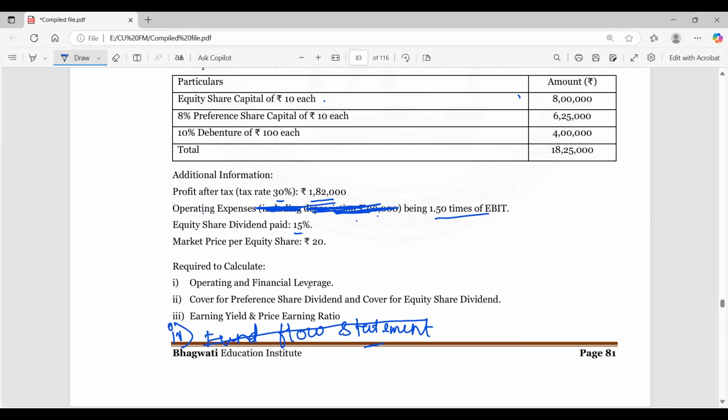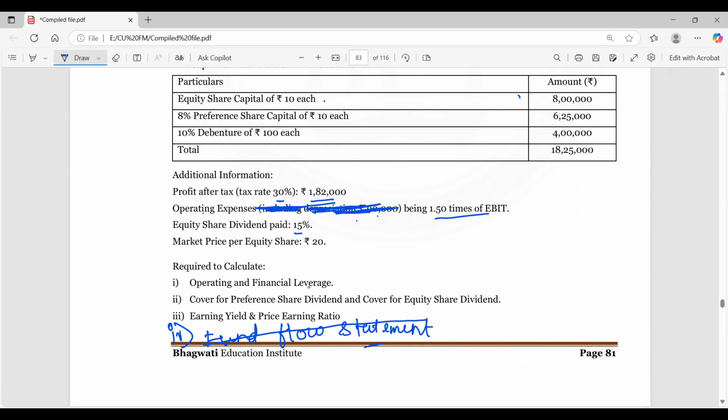Next, equity share dividend paid is 15%. So in this question, what is the amount of equity share dividend that the company will pay? 8 lakh into 0.15, 1 lakh 20,000. Preference dividend is how much? 6.25 lakh into 0.08, 50,000. You're all understanding? Interest to be paid is 40,000. Market price per equity share is given as 20 per share.